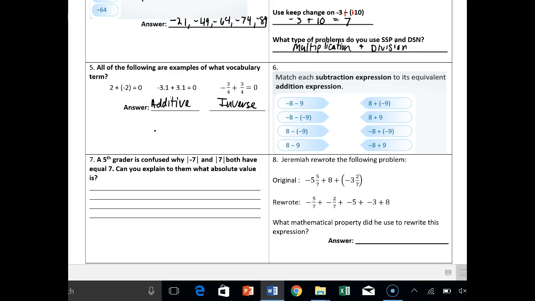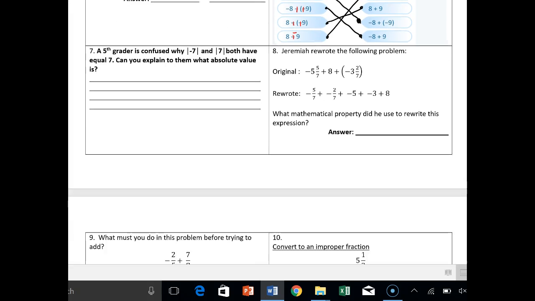Okay. Number 6, let's match each subtraction expression to its equivalent addition expression. So let's first change the subtraction to addition. So minus sign, we have plus a negative, plus a positive, plus a positive, plus a negative. Now let's match them up. So negative 8 plus negative 9, that's this one right here. Boom. And negative 8 plus positive 9, that's this one right here. 8 plus positive 9, that's this one right here, and obviously 8 plus negative 9, that's this one right here.